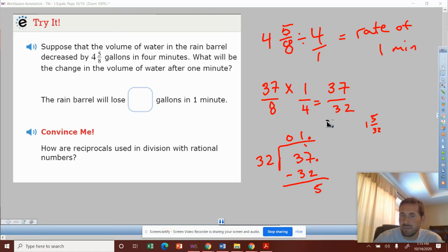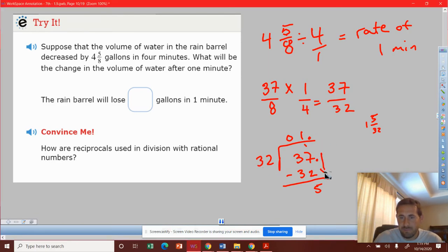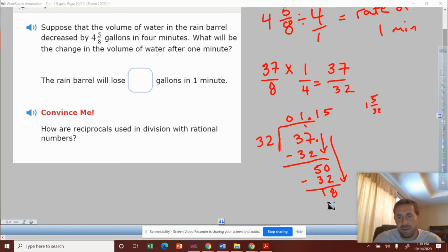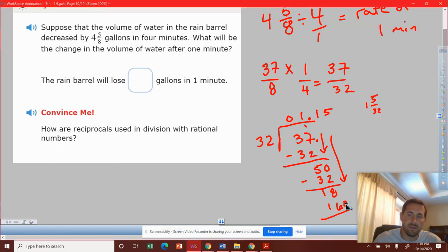And I don't think we're going to get a clean number, but eventually we can stop and say it's about. But we'd bring down a 0 and say how many 32s go into 50? 1. And then we would take 32, we'd minus that, we'd get 18, and we can bring it down. And then we'd say how many 32s go into 18? 5. And we could see this isn't going to be very clean, but it's going to be, let's see, it would be 160. So sorry, I brought down that 0. Then we'd have 20. But it's around 1.15, or it's 1 and 5/32.